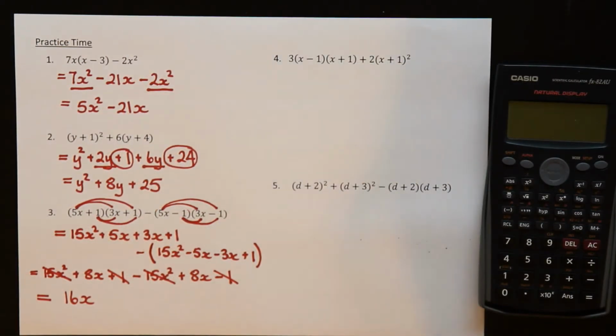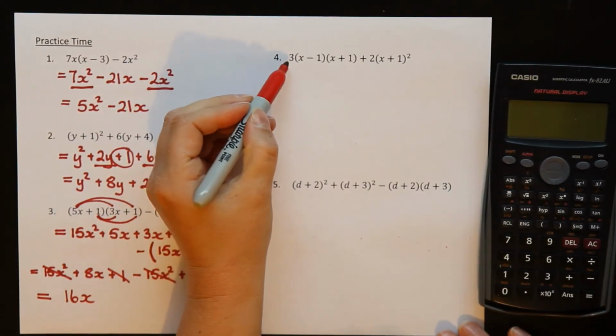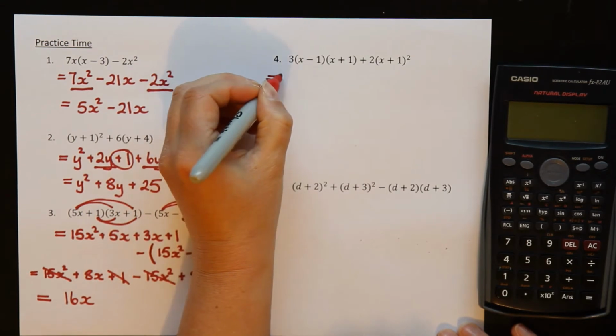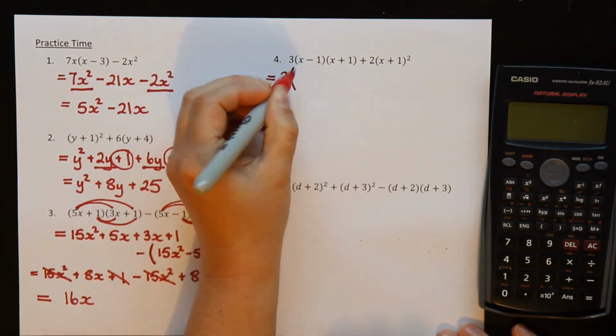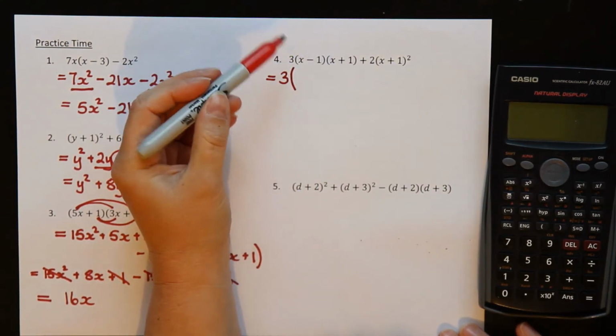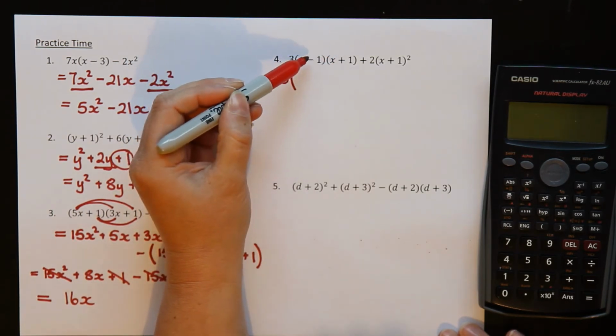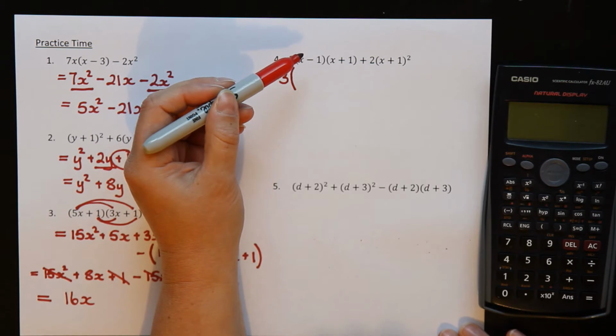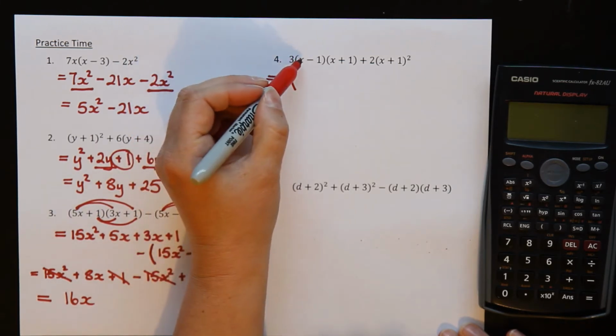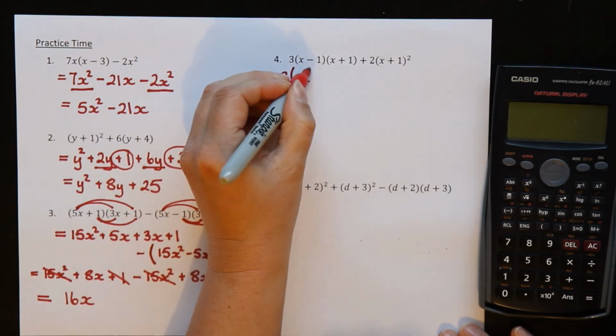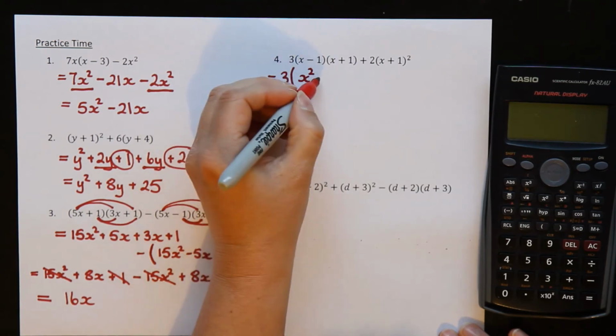Okay, question 4. We have a 3 at the front, so it's going to have to stay there while I do the expansion here of these brackets. X minus 1, x plus 1, they're the same except for a plus and a minus, so it is a difference of 2 squares. We do first times first is x squared, and last times last is minus 1.